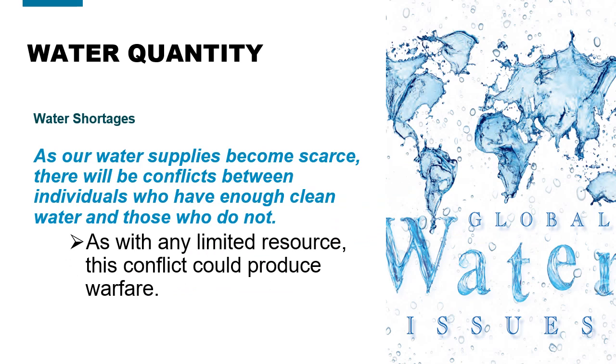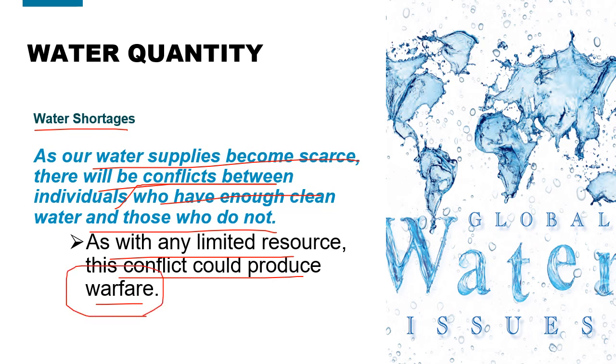Okay? Next, water shortage. So as our water supply becomes scarce, there will be conflicts between individuals who have enough clean water and those who do not. As with many limited resources, these conflicts could produce warfare. Imagine sa Manila kapag may water shortage doon, di ba? Parang it causes actually chaos, di ba? Lahat nangangailangan ng tubig. Mawala na ang lahat, wag lang ang tubig. So, sabi nga dito, it produces warfare. Imagine that, warfare.